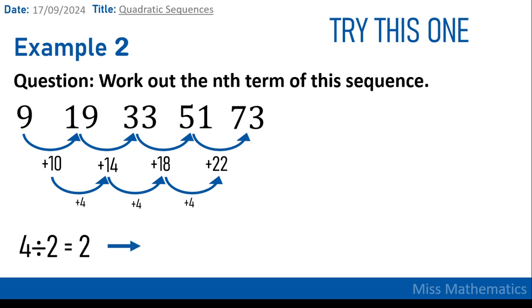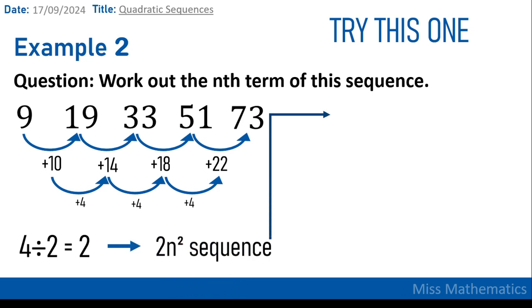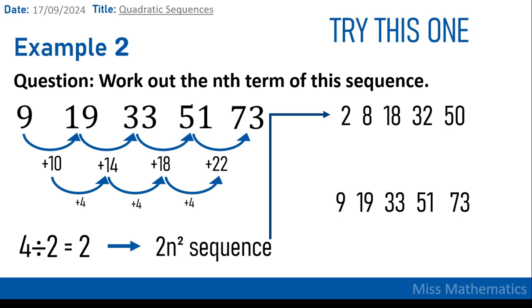So there we have to find the 2n squared sequence. So 1 squared times 2, 2 squared times 2, 3 squared times 2, 4 squared times 2, and so on. We get 2, 8, 18, 32, and 50. Now we have to compare this to our original sequence, 9, 19, 33, 51, and 73. If you find the difference here, we get add 7, add 11, add 15, 19, 23.